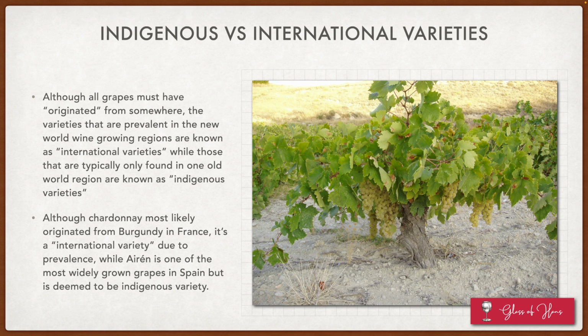And this whole notion of international variety doesn't really depend on how widely it's grown in total volume. For example, Airén is one of the most widely grown grapes in Spain, and therefore also one of the top wine grapes grown in the world, but it's determined to be an indigenous variety because it's not grown elsewhere in the world.